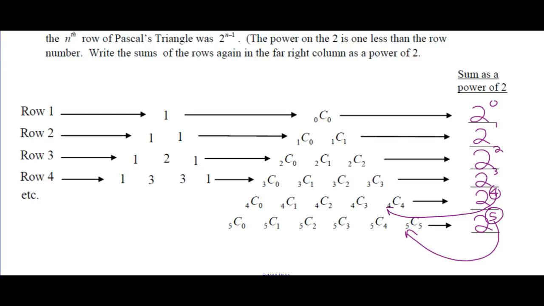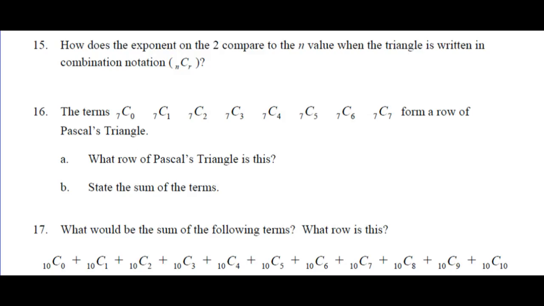Okay. That's how I kind of remember these, or just sort of generate this if you get a bunch of Pascal's triangle questions. How does the exponent on the 2 compare to the n value when the triangle is written in the combination notation? It's the same, right?